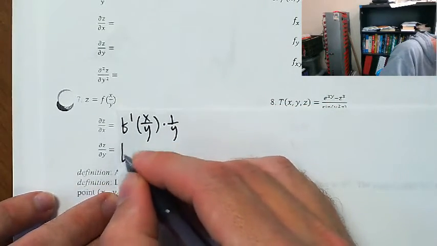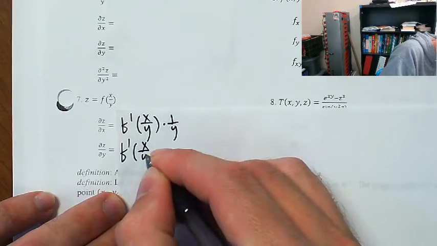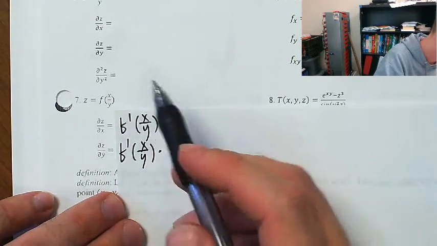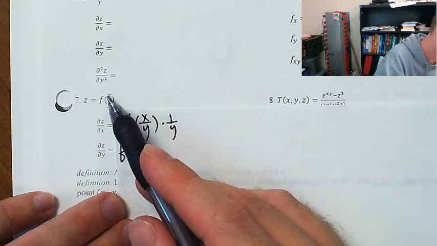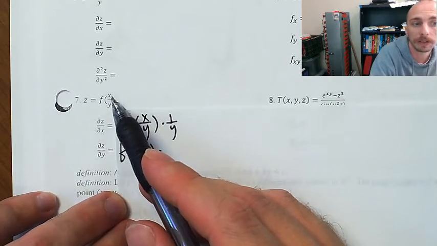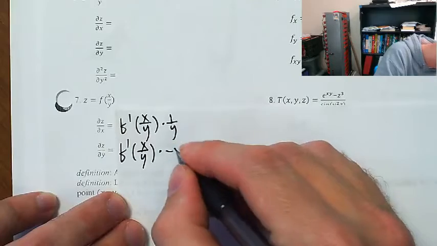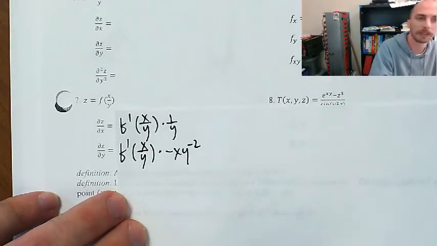And then this one, same deal. I take the derivative of the outside, leave the inside the same, and then multiply by the derivative of the inside, which is the derivative of x y to the negative 1 with respect to y, so it'll be negative x y to the negative 2. And that's dz dy.